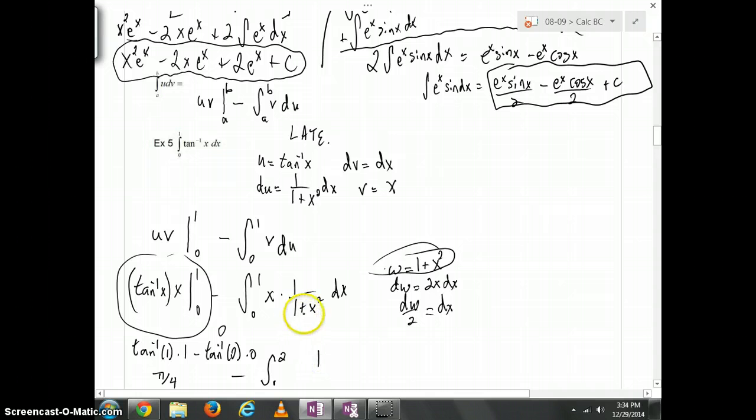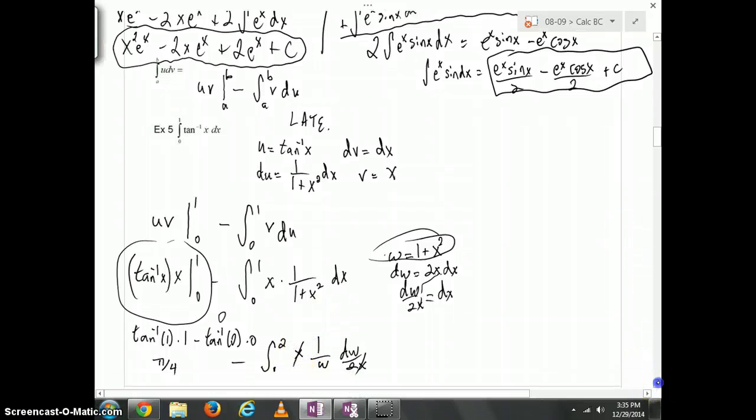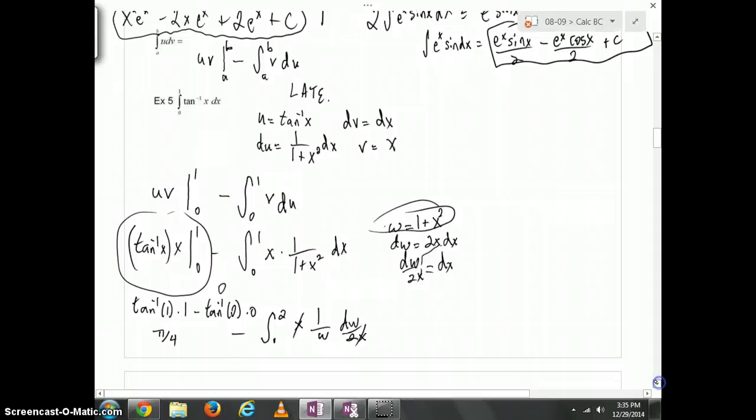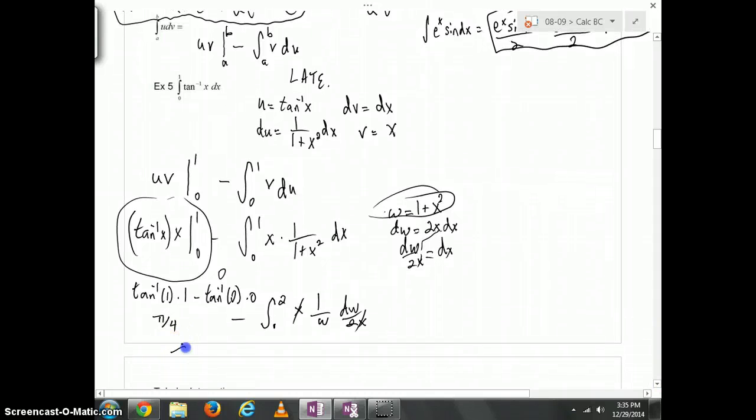I'm going to have 1 plus x squared down here as my w. My x, of course, is going to get canceled out. dx is dw over 2x. Forgive me, I did not bring that x down earlier. You can see why we're checking this out here. The x's are going to cancel. And then, very nicely, I think you can see we're going to have just pi over 4.